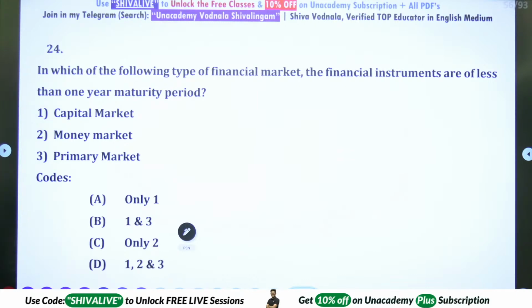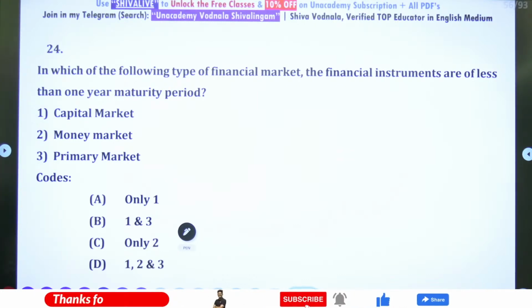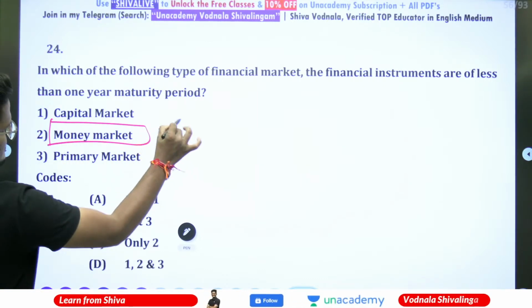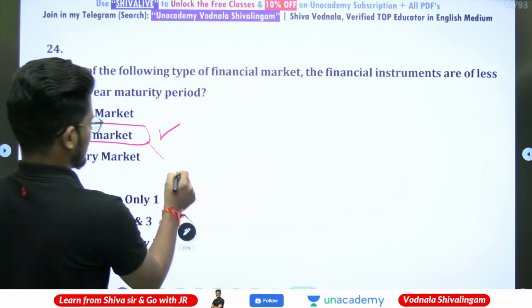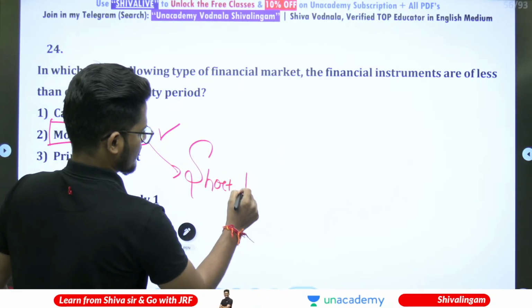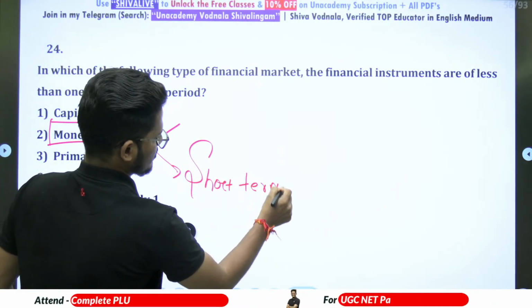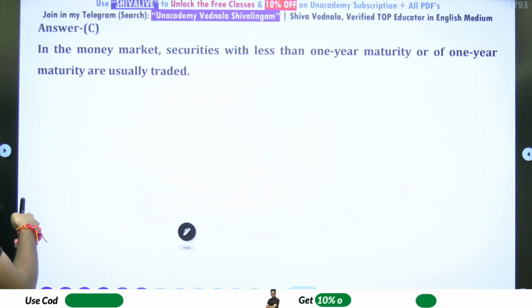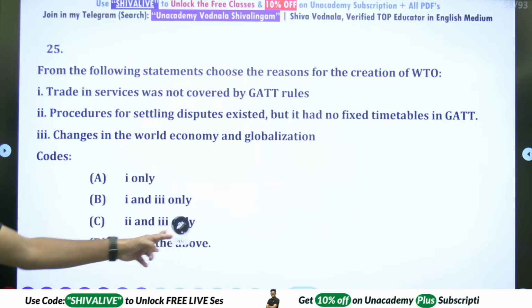In which of the following types of financial market are financial instruments of less than 1 year maturity period traded? Capital, money, primary market. Only two, that is, in the money market only this is possible. Money market is a short term instrument market, where secured and unsecured instruments both will be there, and this is an unorganized market. Money market is usually an unorganized market.